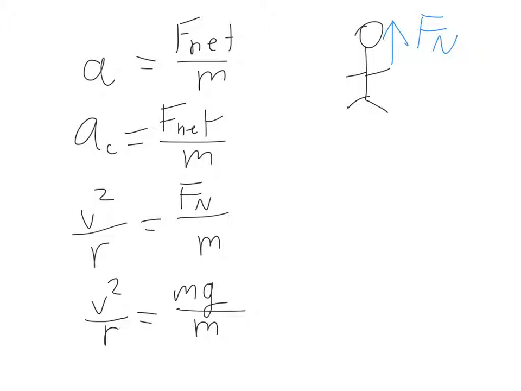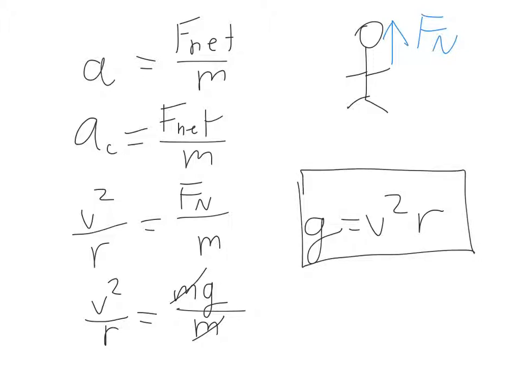So when I make that substitution, you'll see that the mass of the person drops out. And if I rearrange this so that I have the acceleration due to gravity solved for, we can see that the simulated acceleration due to gravity will be equal to the velocity of the spacecraft, how fast it is rotating, as well as the radius of the spacecraft from the center to the edge of it.